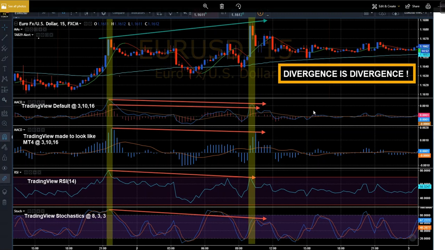When you get differences, then I would really question what's going on, because for the most part, you need to see unanimity in these. I'm not suggesting you need to put all four of these on your charts and measure all four. I'm just saying some people have in the past used RSI.